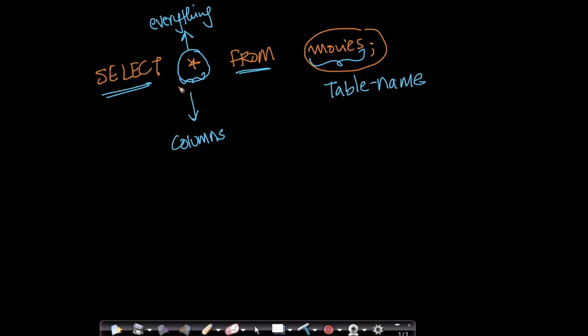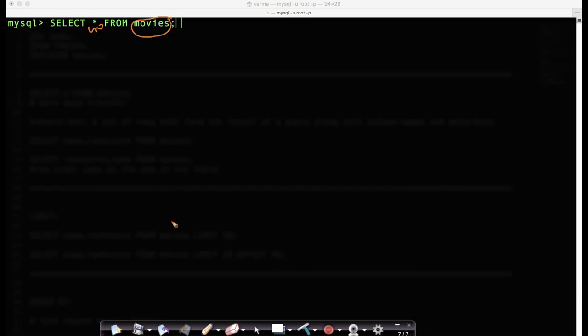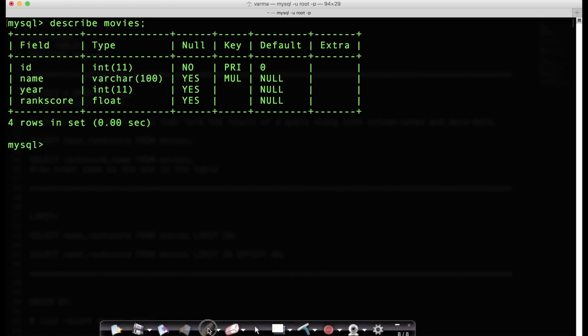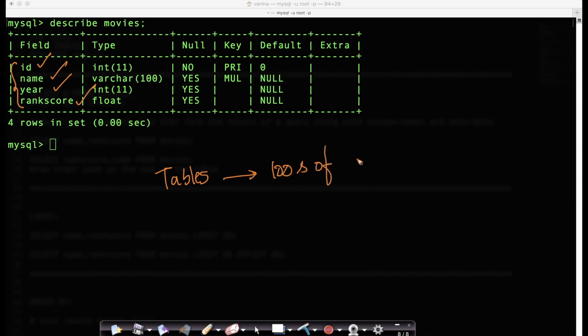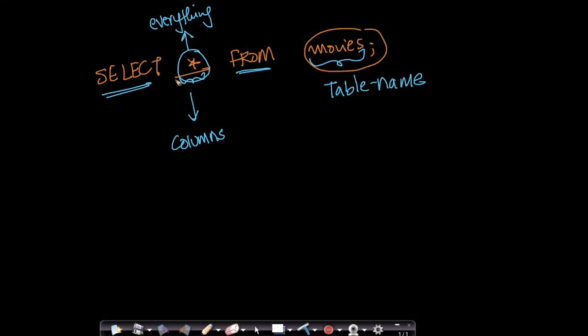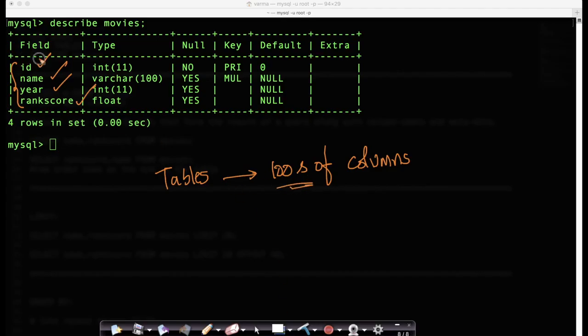Very, very simple. Now, there is one problem with this. If you describe our table called movies, we have 4 columns here: ID, movie name, movie year, and movie rank score. But in the real world, there will be tables with hundreds of columns. When I just simply say select star from movies, it's going to print all the hundreds of columns, which I may not need. Even here, it's going to print all 4 columns, and you may not need all of them.